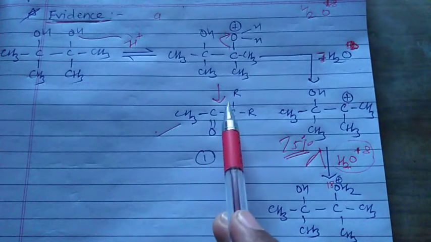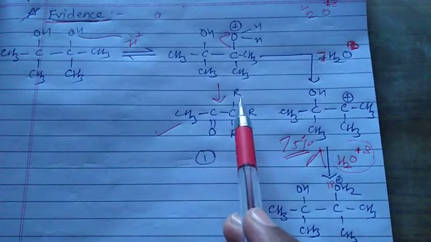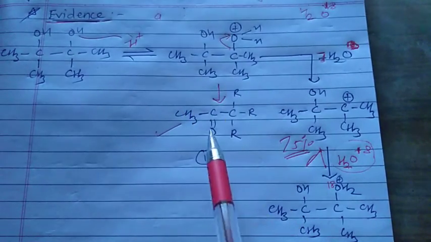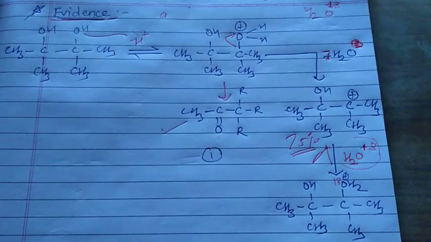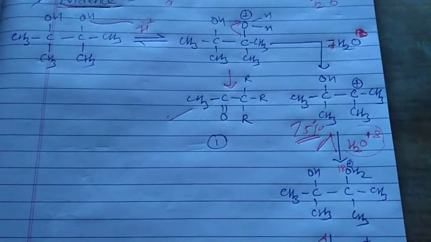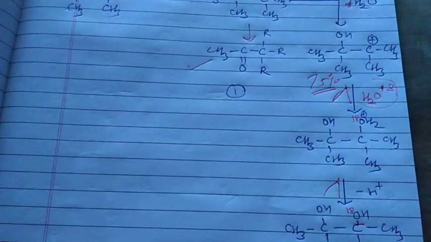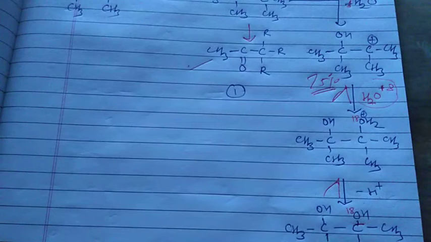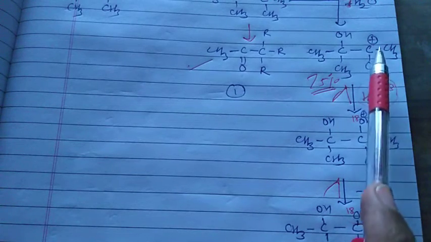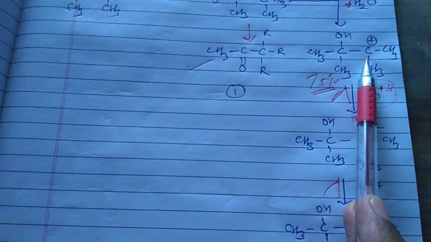There is a formation of the carbocation, and this rearrangement happens. This R group is shifted to here, and there is a formation of the ketone. This is the first evidence. Second is what? The generation of a carbocation is facilitated by a group that can increase the stability of the carbocation. This also confirms the formation of the carbocation as a reaction intermediate.